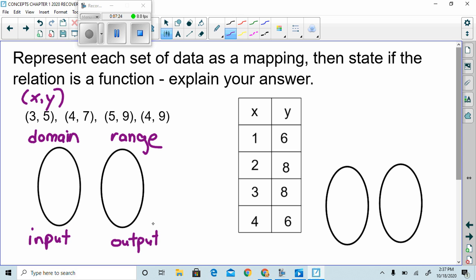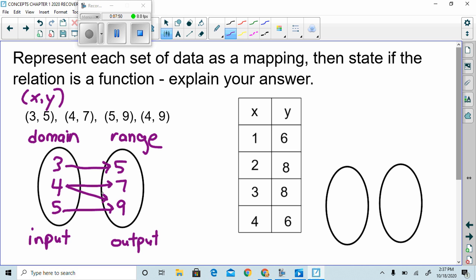Okay, so let's take the x terms and put them in the first part of the mapping. 3, 4, and 5. We only have to write each number once. So 3, 4, and 5 are in my first. And then I have my 5, 7, and 9 in my second. Let's now pair them off. 3 to 5, 4 to 7, 5 to 9, and 4 to 9.